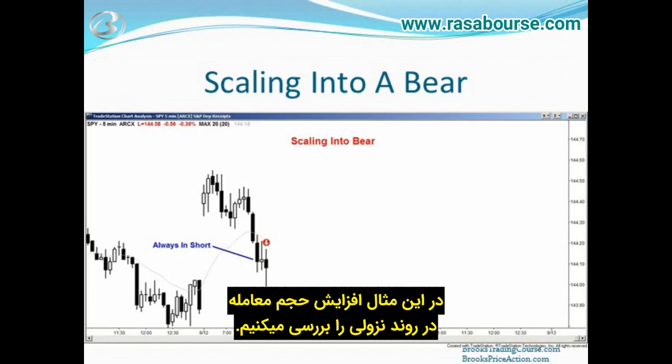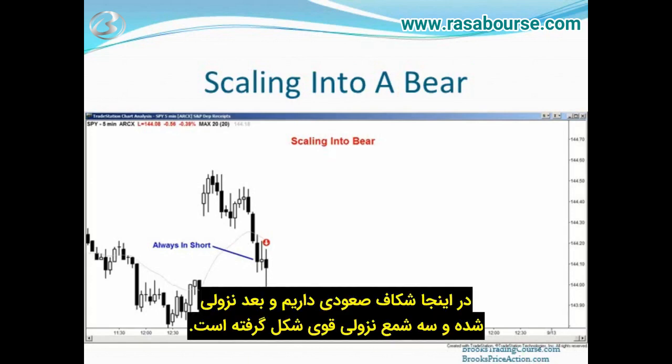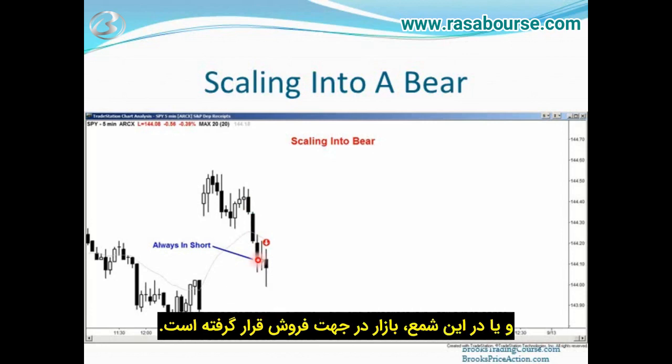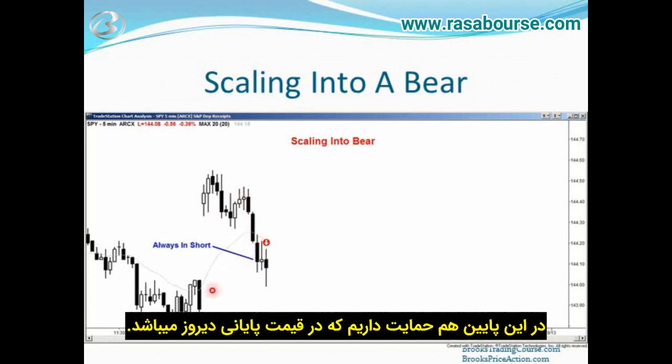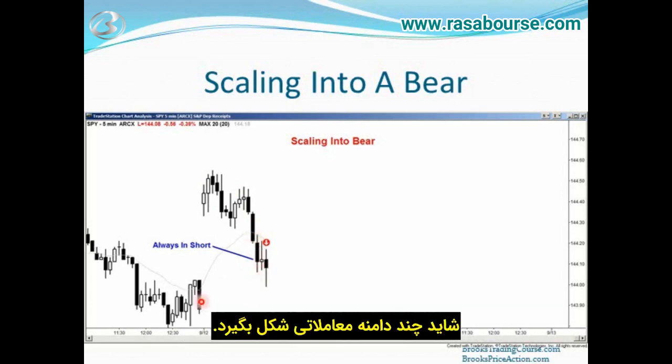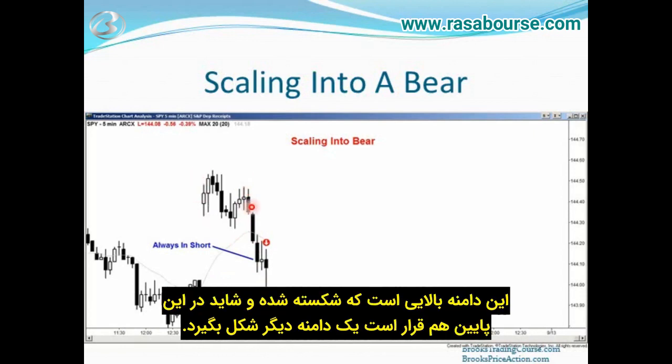Here's an example of scaling into a bear trend. The market gapped up, but then sold off and had 3 strong bear bars here. So it became always in short for most traders, certainly by this bar. For most traders, probably by this bar. There was a trading range, a breakout, and support down here at yesterday's close. Most traders would assume we're going down to test yesterday's close, and that maybe we'll get a trending trading range day, an upper trading range, a breakout, and maybe a lower trading range.